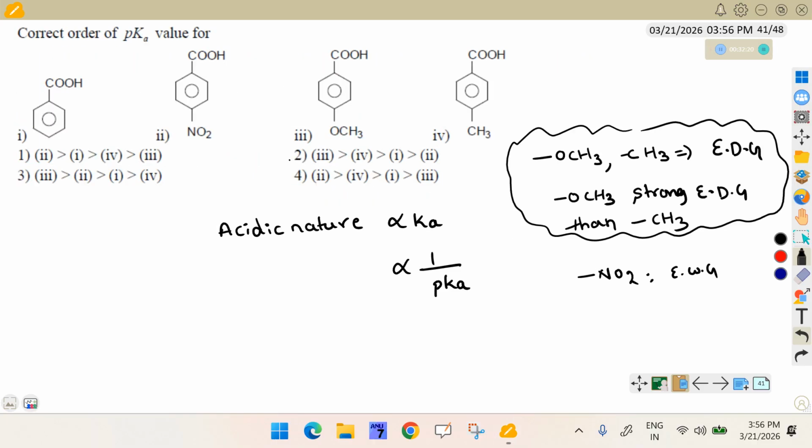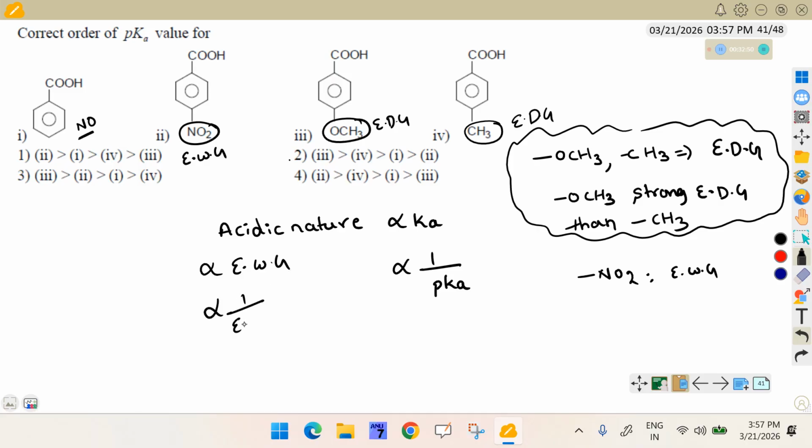Correct order of pKa value for the given compounds. In the first compound, there is no electron donating group or withdrawing group. But in the second compound, an electron withdrawing group is present. In the third compound, an electron donating group is present. In the fourth compound also, an electron donating group is present. Acidic nature is directly proportional to Ka, inversely proportional to pKa. Acidic nature is directly proportional to electron withdrawing group, inversely proportional to electron donating. So an electron withdrawing group increases the acidic nature, so the pKa value decreases. The pKa value is very less for 2. Only one option is there, that is the second option.